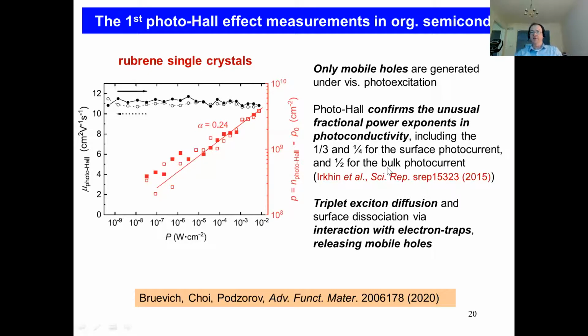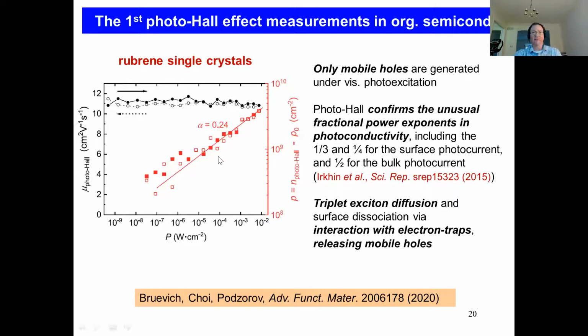This is consistent with one of our previous works, published by Irkin, where we studied photoconductivity as a function of excitation intensity. That's where we first observed these interesting unconventional fractional power exponents. They were explained by the model we developed there, based on triplet exciton diffusion, interaction of triplet excitons with surfaces and with mobile carriers, and triplet fusion. This is what seems to be causing these power exponents. So here we confirm this result by a completely different measurement.